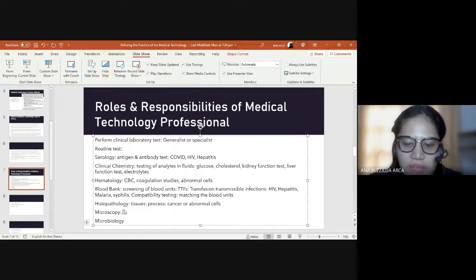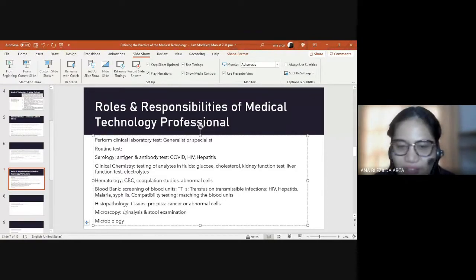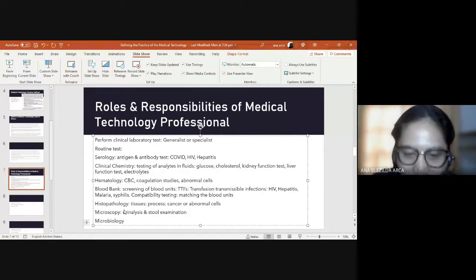Sa microscopy, ginagawa mo diyan urinalysis and stool examination. Yan ang ginagawa diyan sa microscopy. So, ito yung pinaka-basic na section usually kapag bagong medtech ka, dito ka dinadala sa urinalysis at stool examination kasi nga yung risk dito mababa. Kung magkamali ka man sa urinalysis, di ka naman makakapatay ng pasyente, di ba? Kung magkamali ka sa mga tae, hindi ka rin makakapatay ng pasyente.